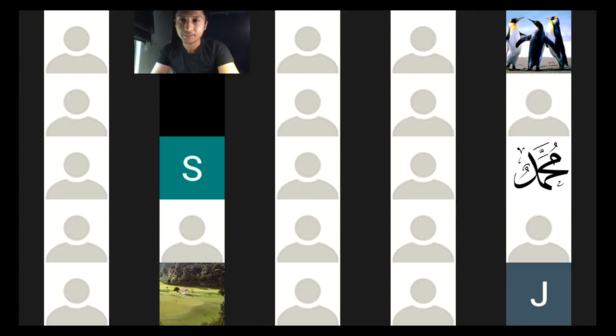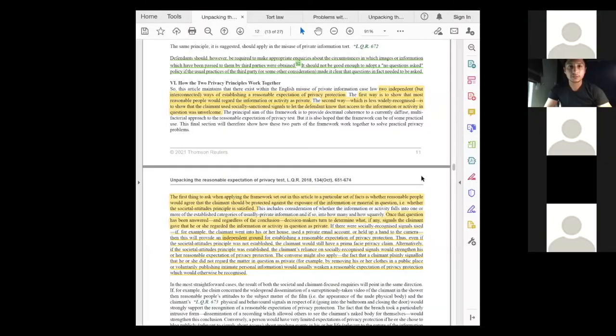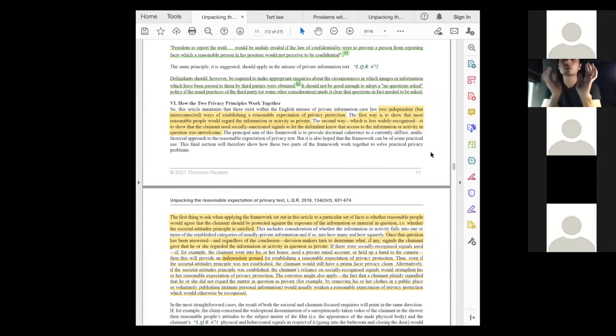Yep. And that is, why does the author think that the reasonable expectation of privacy test is a normative inquiry? We are going to look at that also. Here you go. But from what I have explained, are there any questions?